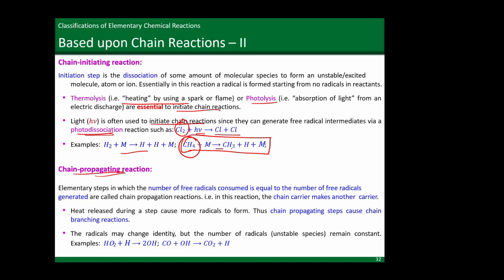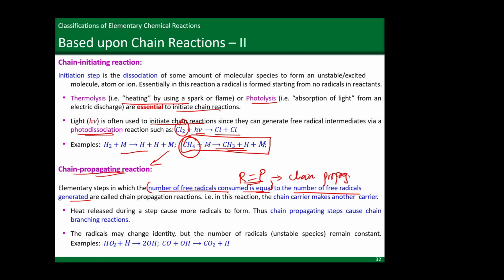So first you need to initiate the reaction. You need to start the reaction. Once the reaction starts, then you can go to propagation. Now what is propagation? Well, in propagation, the key part is that the number of free radicals consumed in the reactant is equal to the number of free radicals generated or produced. Okay, so any chain reaction step where the number of radicals on the reactant side is equal to the number of radicals on the product side is going to be a chain propagation.